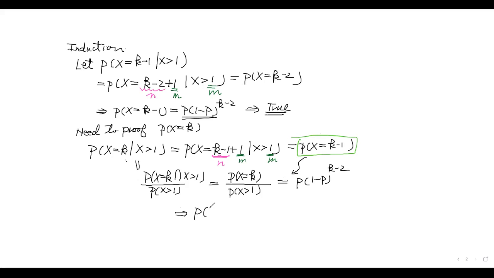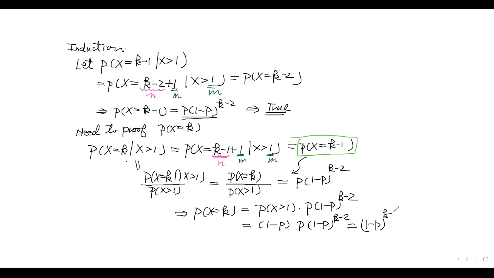Okay, so now I know that x equal to k will be equal to the probability x greater than 1 times 1 minus p to the k minus 2. X greater than 1, like we said, is 1 minus p, times p times 1 minus p to the k minus 2. So that will give you 1 minus p to the k minus 1 times p. All right, so now I proved it, right? So what I proved here is that x equal to k is 1 minus p to the k minus 1 times p. Right? So this is geometric.